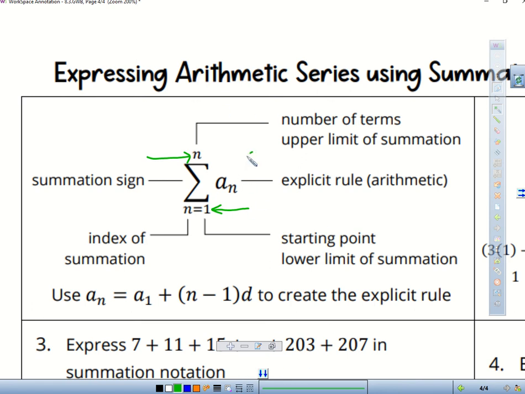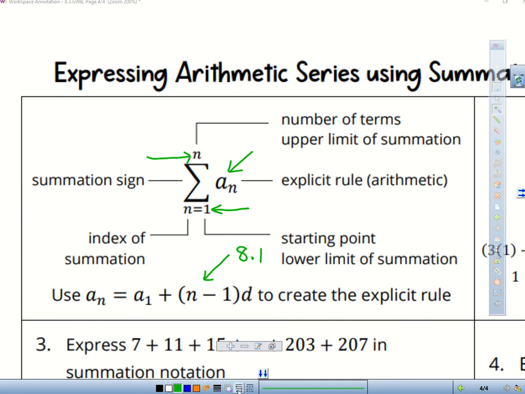So this right here represents the explicit rule. This is what you learned about in 8.1. I'm so sorry, what's n again? Like the n above the sigma symbol? Which one? The one above. Oh, that's the upper limit.